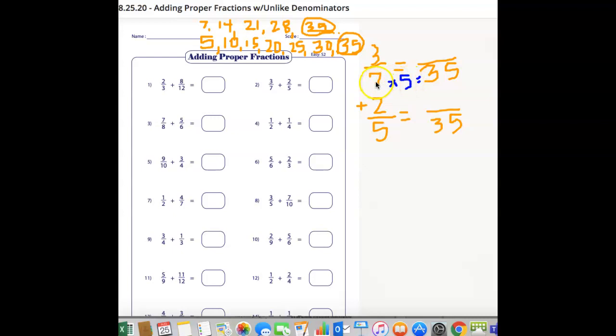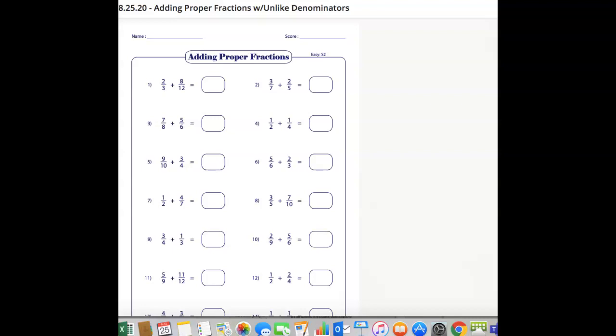Now, you know our rule that whatever you do to the bottom, you need to do to the top. So if we multiplied the bottom by 5, then we can go... Oh, rats. Okay. So we had 35 as the denominator. 7 times 5 is 35. And whatever we do to the bottom, we have to do to the top. So 3 times 5, and there's your missing number there. That's how we find it.